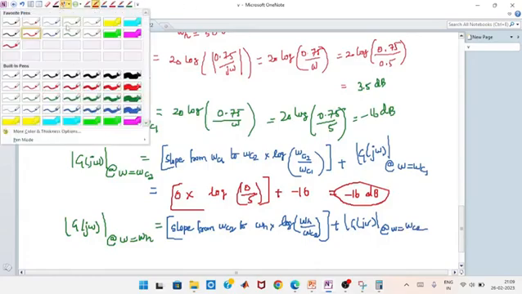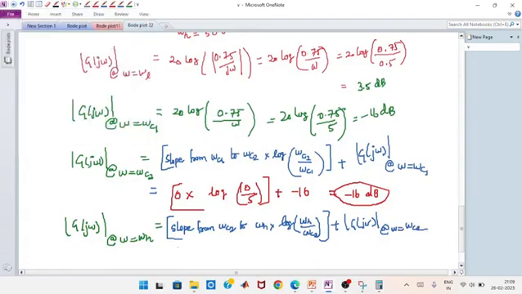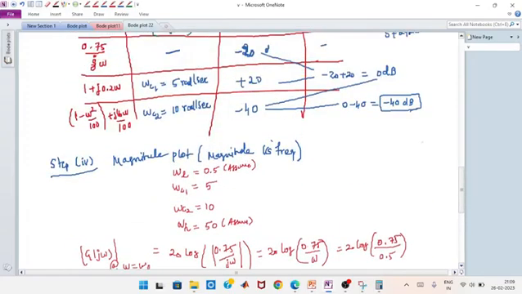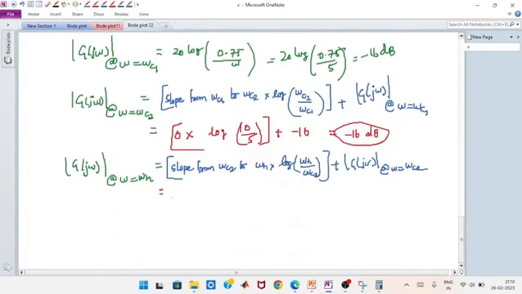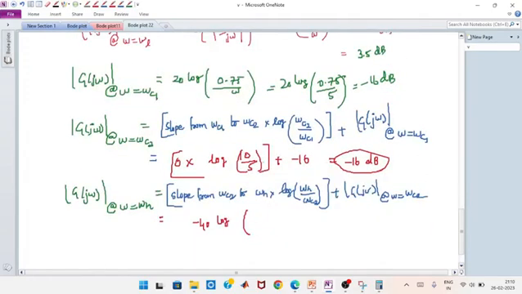So what is the slope from omega c2 to omega h? Look at the table. The slope from omega c2 to omega h is minus 40. So minus 40 times log of omega h divided by omega c2. Omega h is 50 and omega c2 is 10, so 50 divided by 10. Plus, what is the earlier value? The earlier value is minus 60.